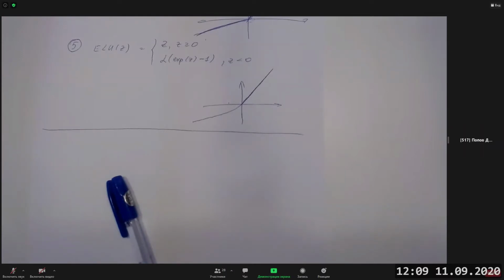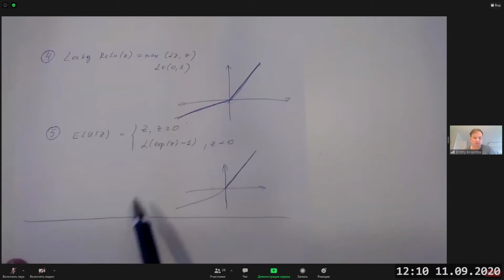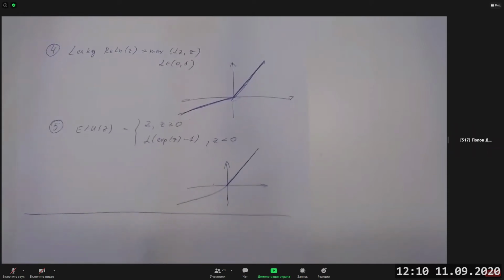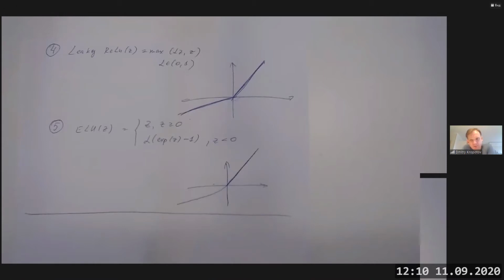Dmitry Alexandrovich, I didn't quite understand the purpose of the last activation function. Can we talk about it? Okay. What you mean was this one? Yes. It's not differentiable at zero, at the point zero. You may check directly that it has a continuous derivative at 0 point. The right derivative is 1, and the left derivative is alpha. Unless alpha is equal to 1, it's not.